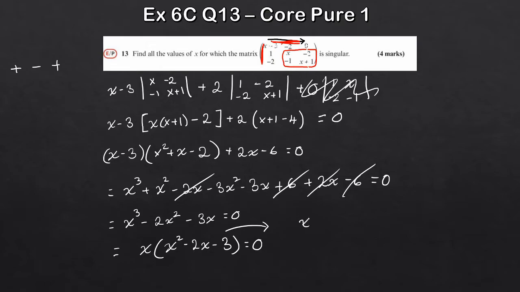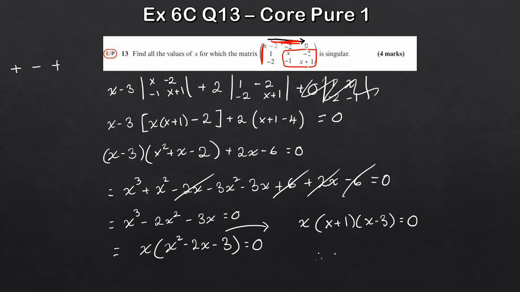So what I've got now is x times, factorising this, I need something that multiplies to give me minus 3, but adds to give me minus 2. So that means it's going to be x plus 1 and x minus 3. This is equal to 0. So now we can just simply work out our x values. We've done all the hard work.